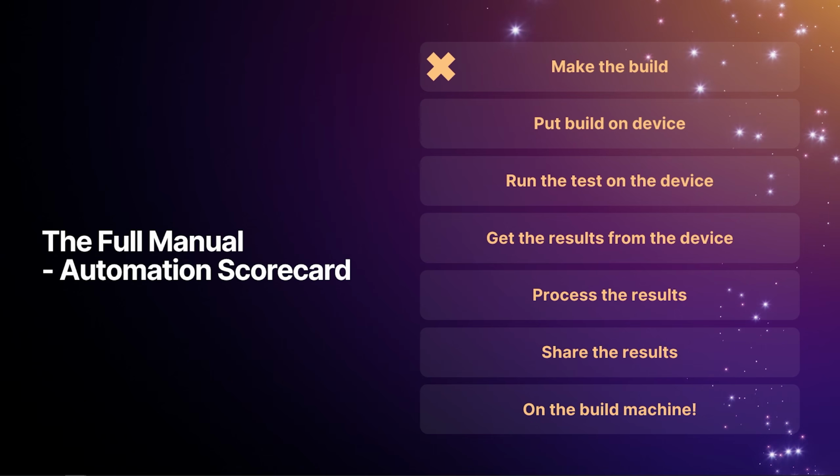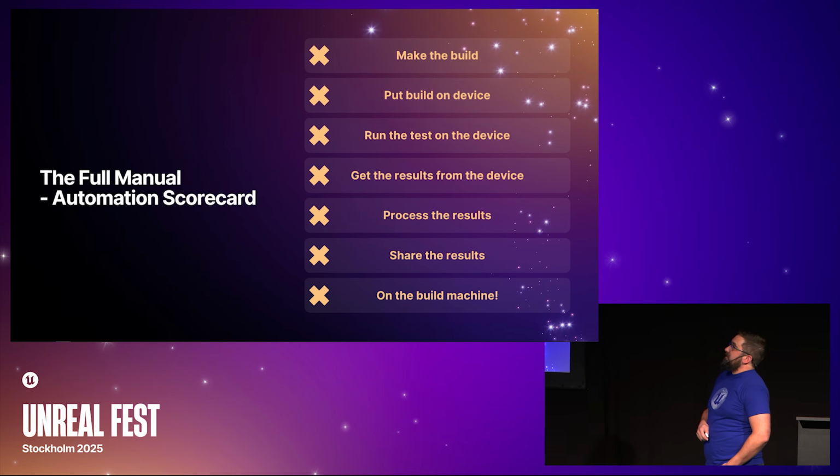So let's look at the scorecard. Let's see how it did. I might give it partial credit for make the build because it kind of assumes that there is a process that has the last known good build. But you had to put the build on the device manually. You had to run the test manually. You had to get the results from the device manually. You had to process those results manually. I'm not going to count conditional formatting in Google Sheets as processing. Sharing the results, you had to manually send that email. Nothing was happening on a build machine. So that's not great.